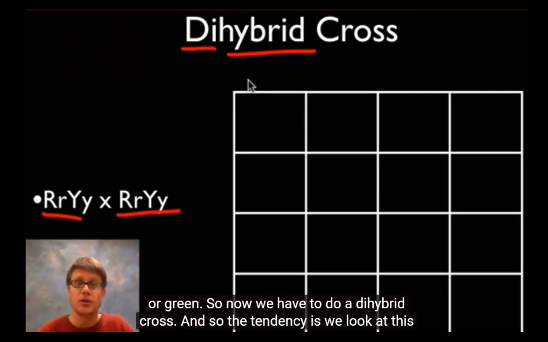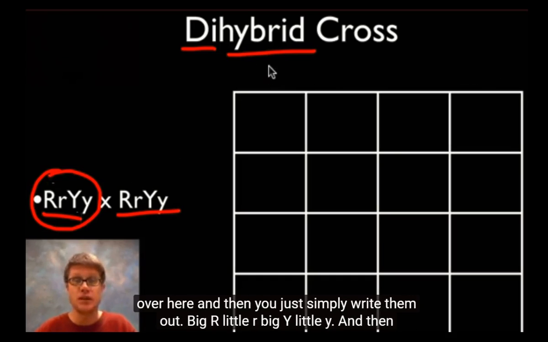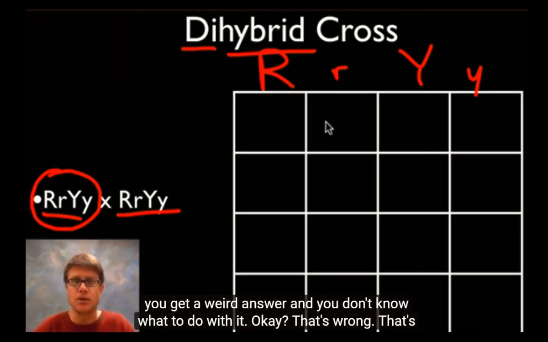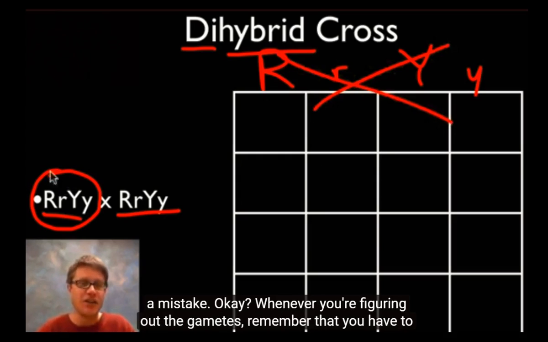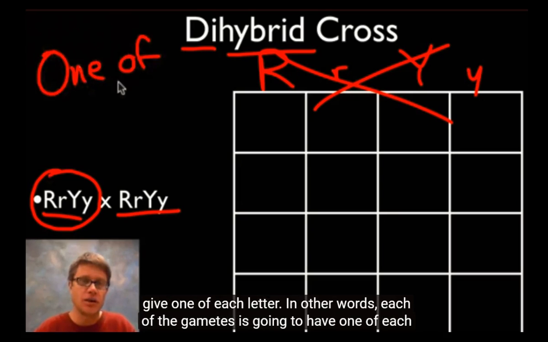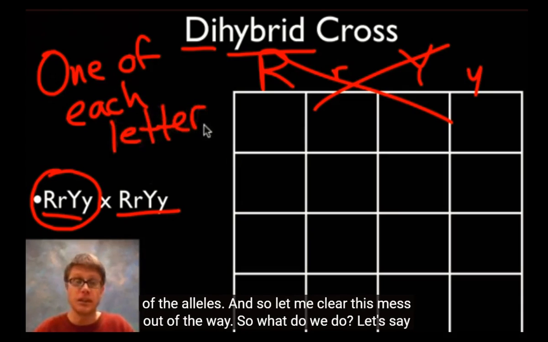So now we have to do a dihybrid cross. And so the tendency, if we look at this parent, the tendency is to see that there are 4 letters over here, there's 4 boxes over here, and then you just simply write them out. Big R, little Y, little y, and then you get a weird answer and you don't know what to do with it, okay? That's wrong. That's a mistake, okay? Whenever you're figuring out the gametes, remember that you have to give one of each letter. In other words, each of the gametes is going to have one of each of the alleles.